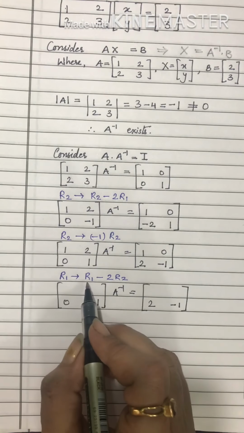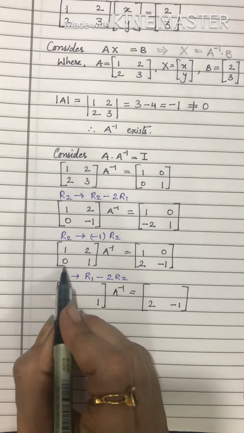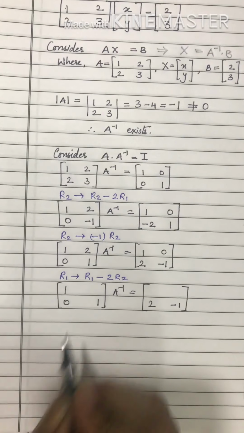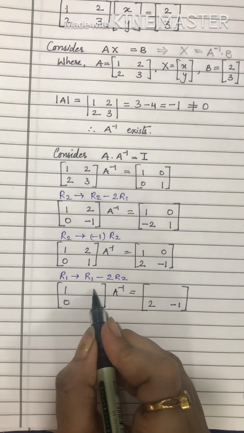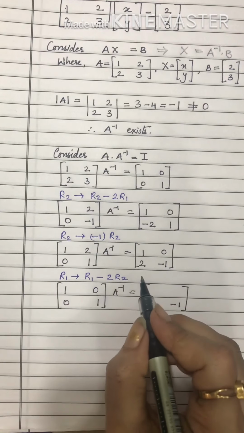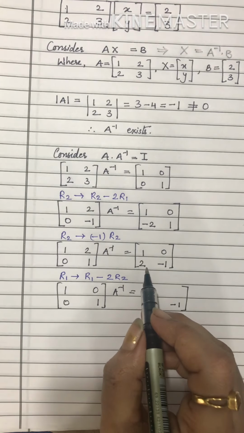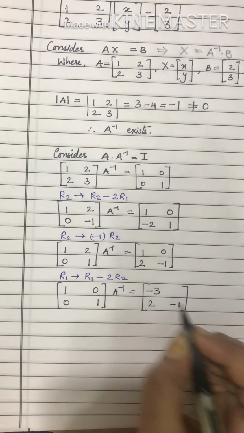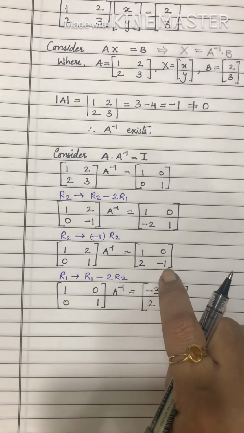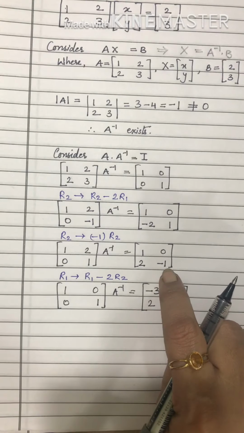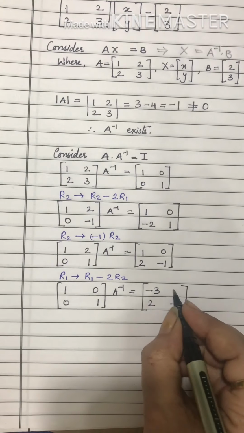So what we are getting, R1 minus 2 R2, R1 minus 2 into 0, that is 1 itself. 2 minus 2 gives you 0. And then here 1 minus 2 into 2, that is 1 minus 4, that will give you minus 3. And then 0 minus 2 into minus 1, that is 0 plus 2, so that gives you 2.